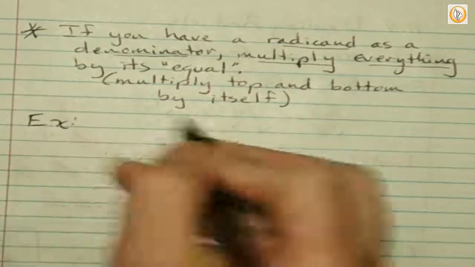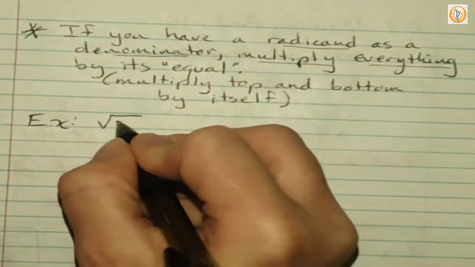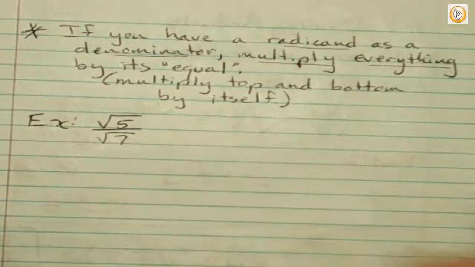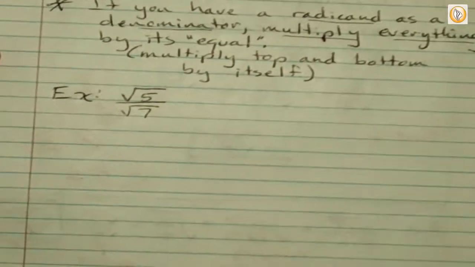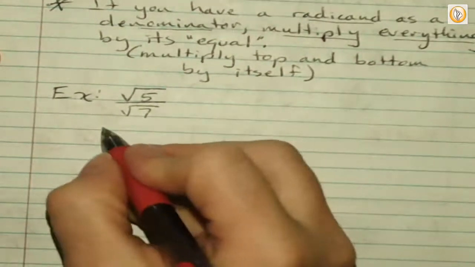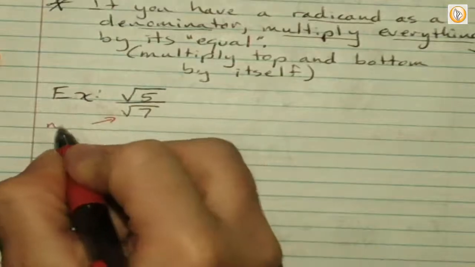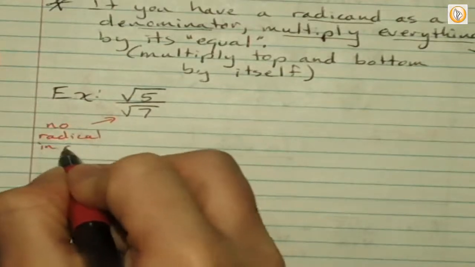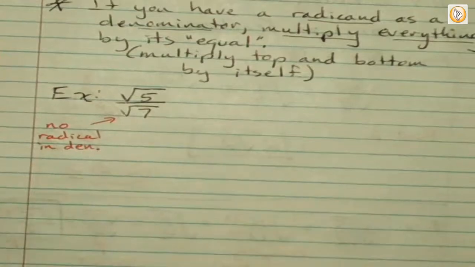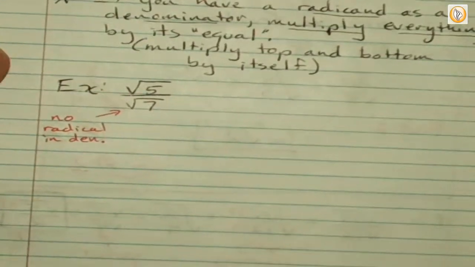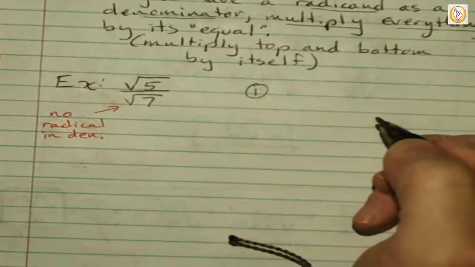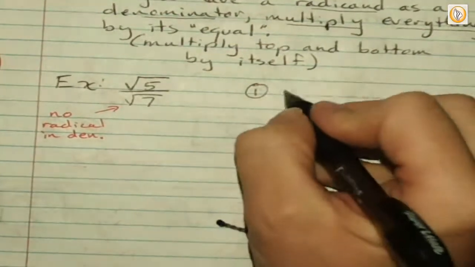All right, example. Let's say I have radical 5, or the square root of 5, over the square root of 7. We cannot have no radical in the denominator. Can't have that. So the first question, I'll do it in black ink so y'all can see in the back. Make sure you write these notes down nice and neat.